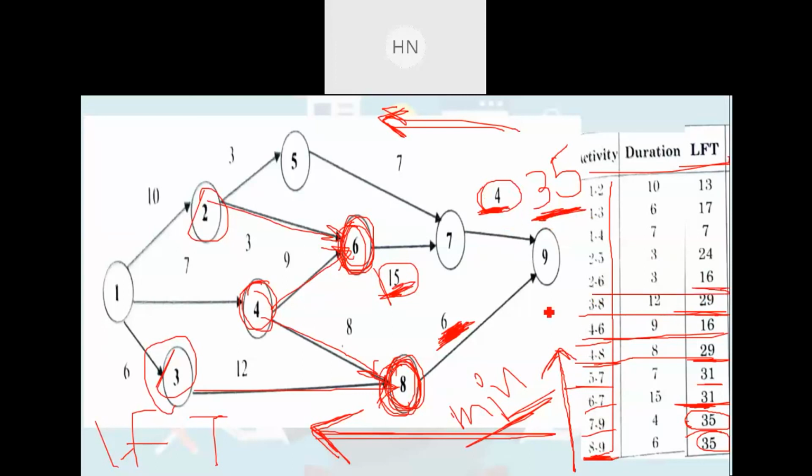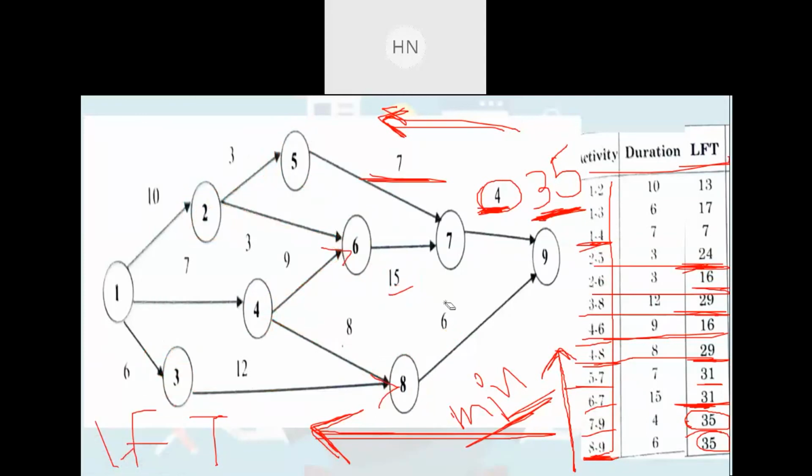After that, 2 to 5. Where is 2 to 5? This is 2 to 5. To reach up to this fifth event, you need to deduct which numbers? This 7 and 4. These you need to deduct. So you will be getting the answer as 24. After that, 1 to 4. Where is 1 to 4? So 1 to 4 is shown here.